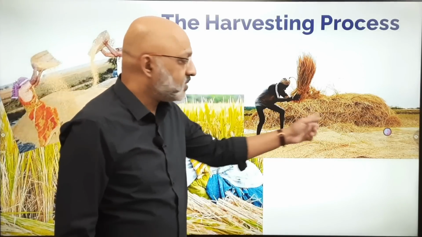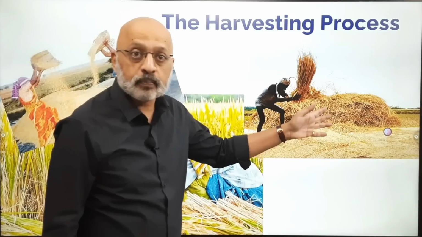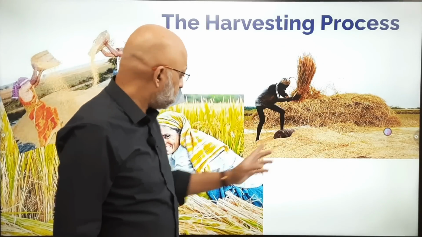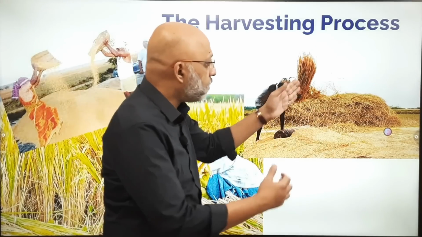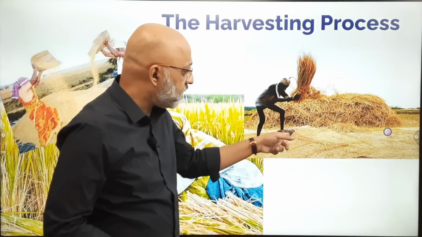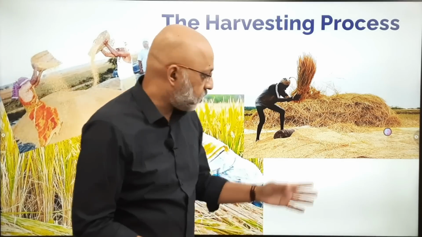Then you have the process of threshing, right? This is the photograph which shows the process of threshing. So once it is all cut, the second step is that they are bundled together and then beaten against a wooden plank, or this could be a coconut tree's bark or something. They are beaten against it.